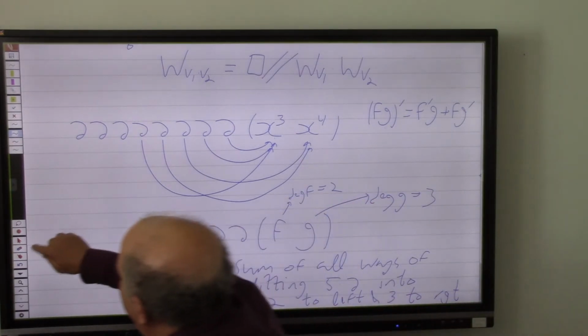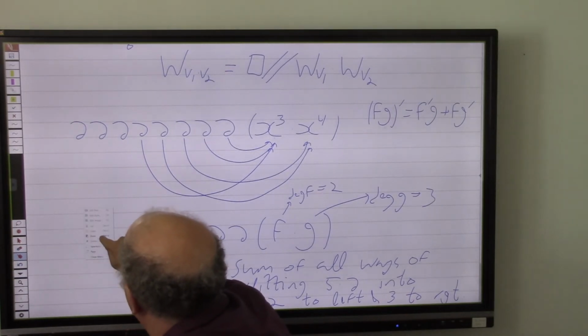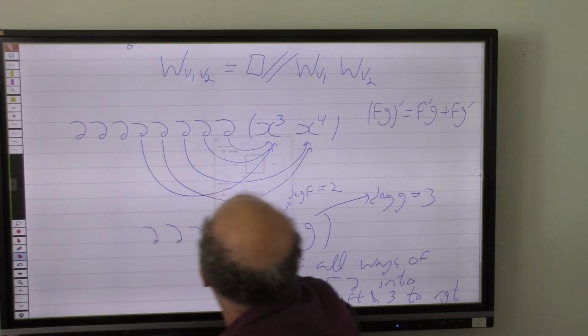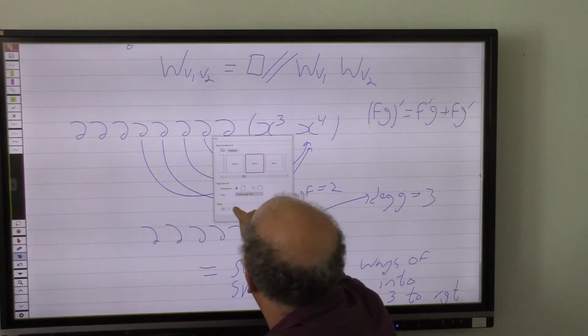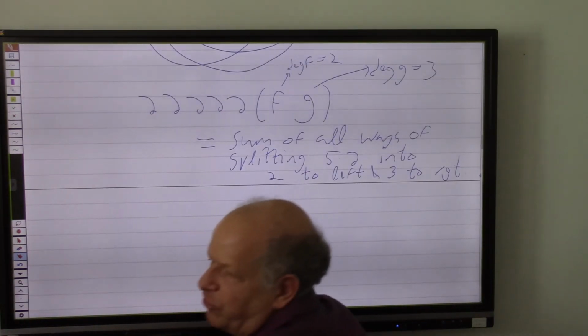Sorry, we're not done, but we now know how to compute. And I ran out of space, so I need to add a few pages. I'm sorry about that. Okay. So now let's do it for knots.